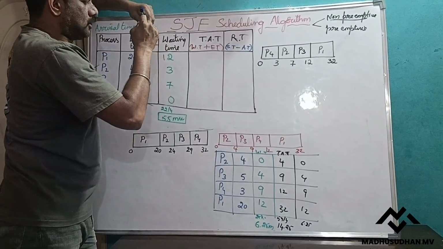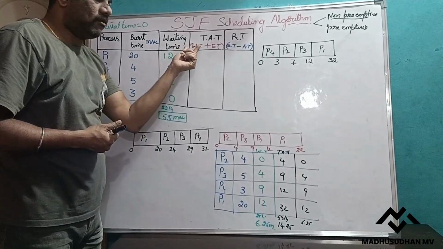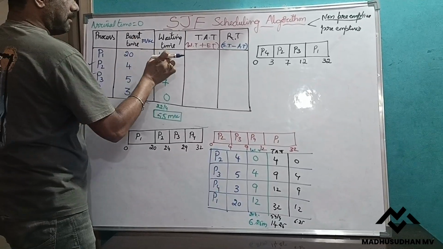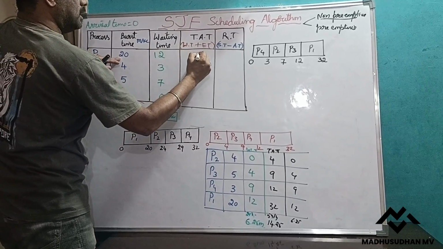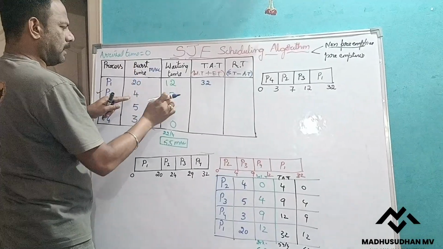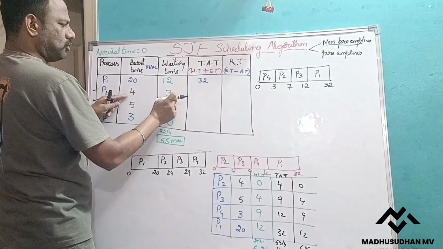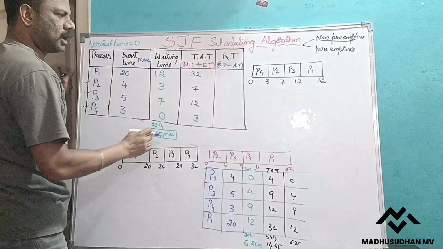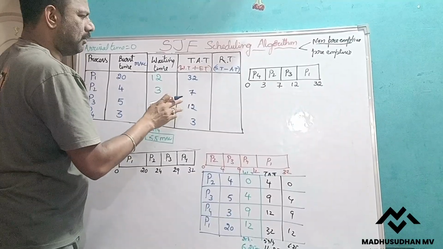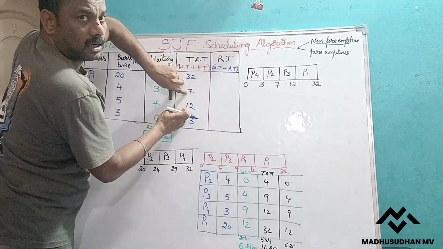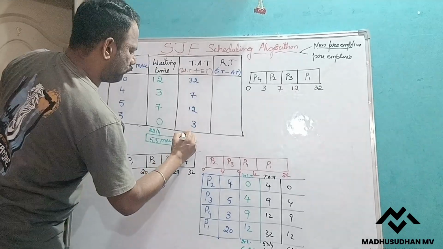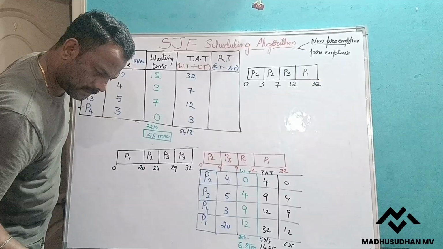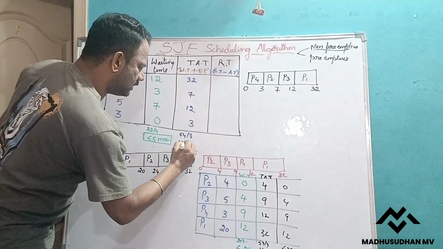Now let us calculate turnaround time. The turnaround time formula is waiting time plus execution time, the burst time. Now the waiting time is 12 and this is 20, so this is 32 milliseconds, the turnaround time of process 1. For the next, waiting time 3, execution time 4, 3 plus 4 is 7. 7 plus 5 is 12. 0 plus 3 is 3. Now add all of this and divide by 4. So 39, 39 plus 12 is 51, 54.